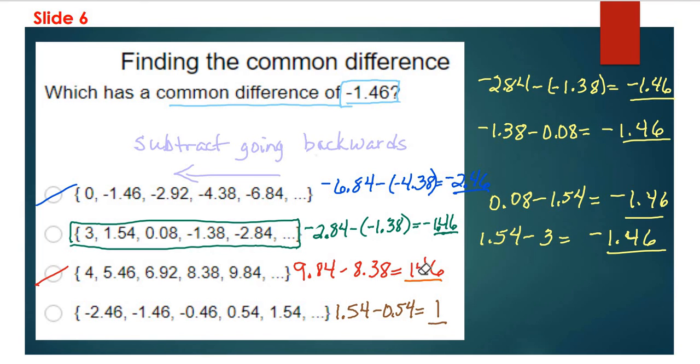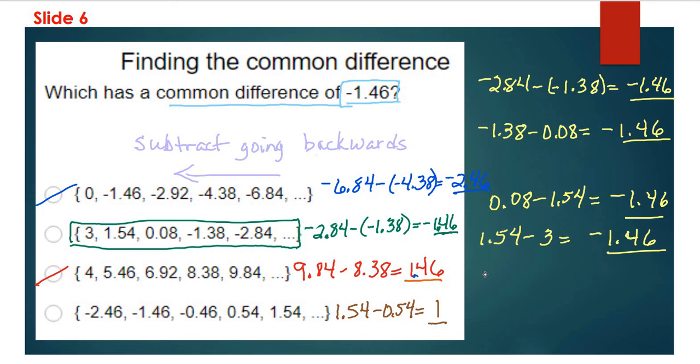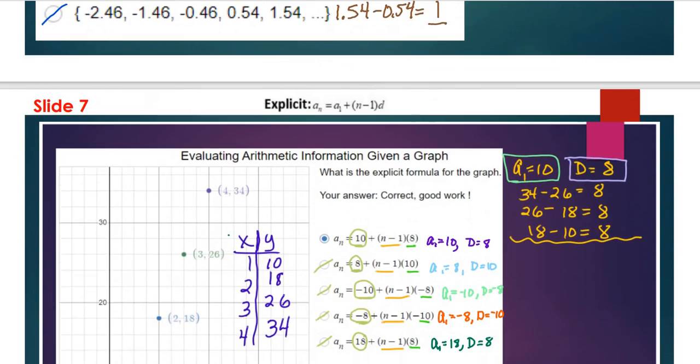Now, when I check this one, it gave me a positive 1.46, and I left my decimal off right here. And so I'm going to put that it gave me a positive 1.46 instead of a negative 1.46. And then when I subtracted this one right here, this one gave me a positive 1. So this answer is automatically out also. You're looking for a negative 1.46. So check to make sure that you have the correct common difference that you're looking for. They will try to trick you.